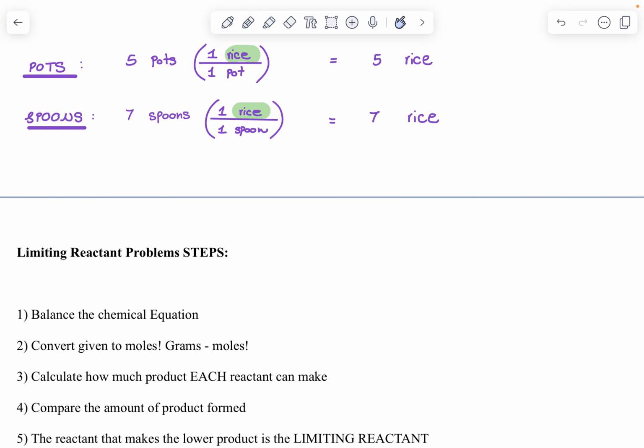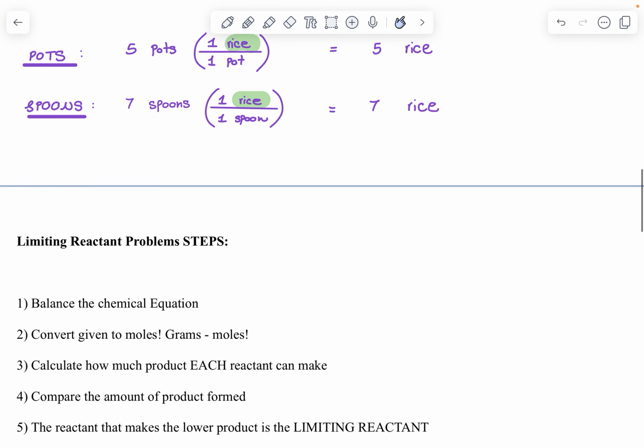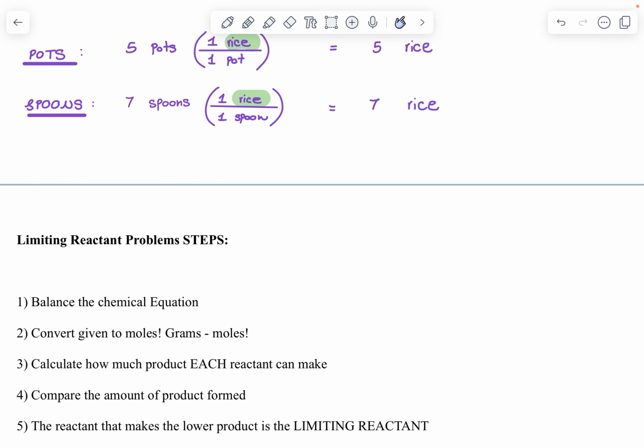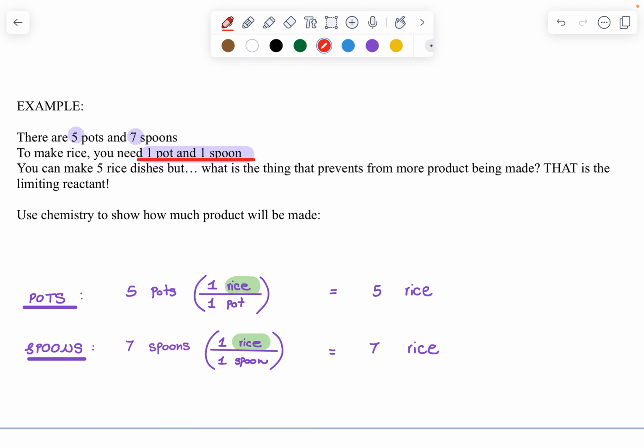Convert given to moles. Let's look at what we have. Well, this isn't very relevant right now, so we can ignore that step. We can look at it in the next problem. Step three: calculate how much product each reactant makes, okay? So let's see. Our pots and our spoons, these are our reactants. So let's see how much product they both make, okay?